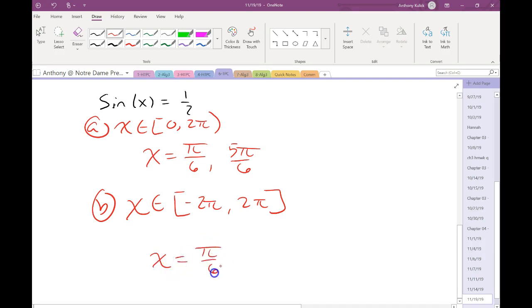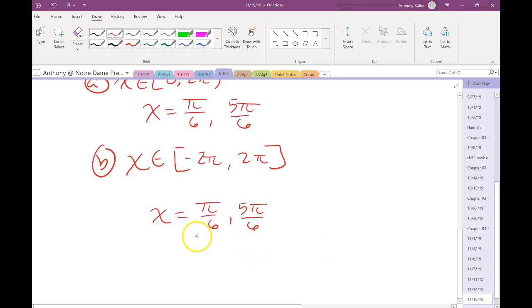Well, I would still have these two answers, right? These are coming from the interval 0 to 2 pi, the answer from what we just gave. Those are still answers here, because negative 2 pi to positive 2 pi still covers that previous interval. Does everybody agree with that? We care now about the solutions between negative 2 pi and 0.